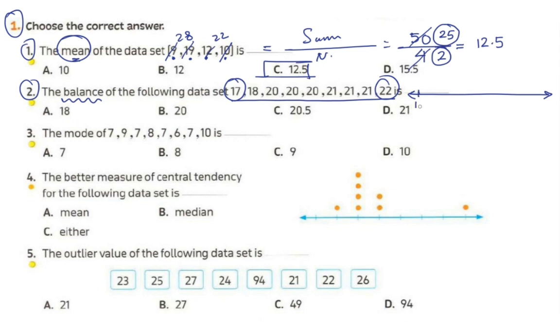So I will start with 17, 18, 19, 20, 21 and end at 22. What's the frequency of 17? We have just one 17 and one 18, and 1 2 3 twenties. 3 twenties, 1 2 3, and we have 3 twenty-ones, 1 2 3, and just one 22.